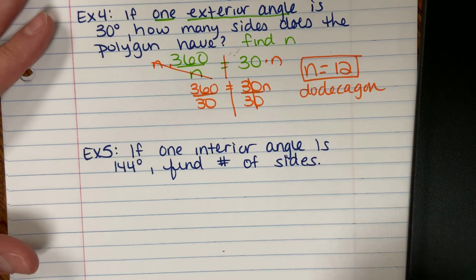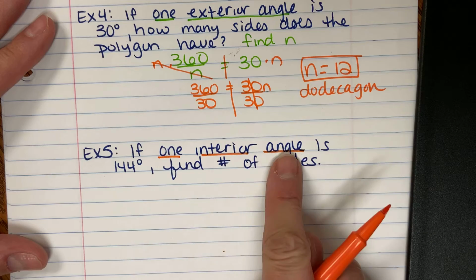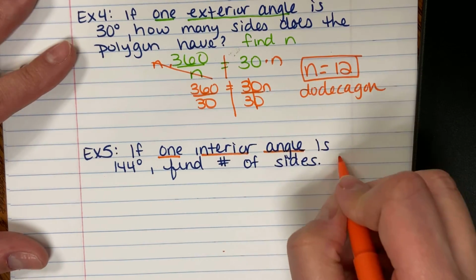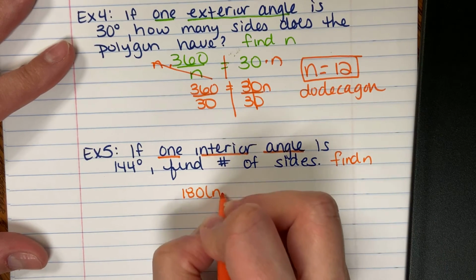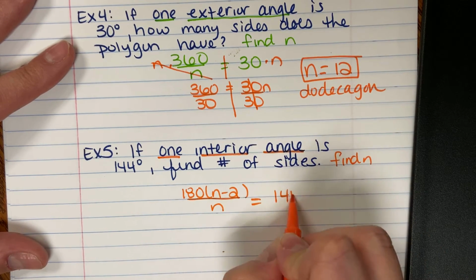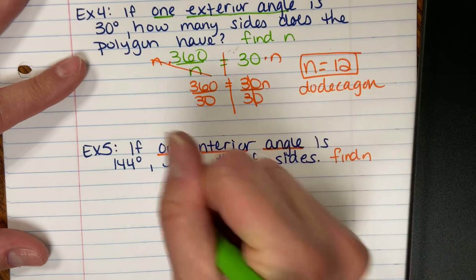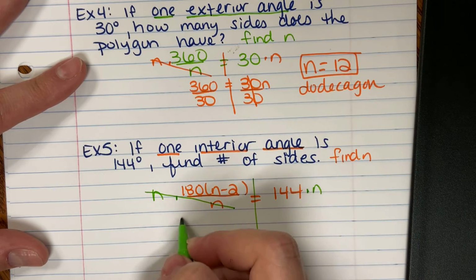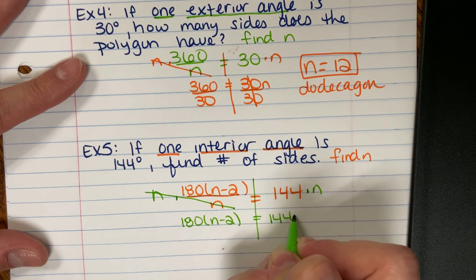Okay. So one interior angle. That was from Monday. We learned one interior angle. So if you look back at Monday's notes and find the formula for one interior angle, first of all, we're finding n again. The formula was 180(n minus 2) divided by n. Well, they're giving me what it equals. It equals 144, and we have to solve this. So always get n out of your denominator by multiplying by n, multiplying by n. So 180(n minus 2) equals 144n.